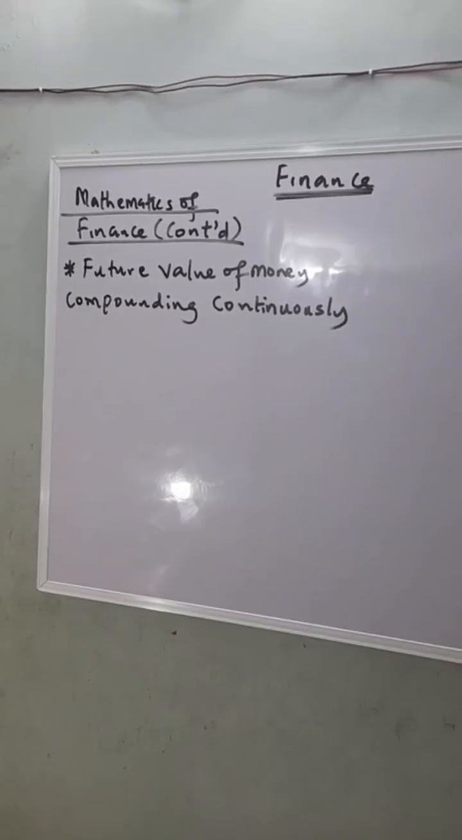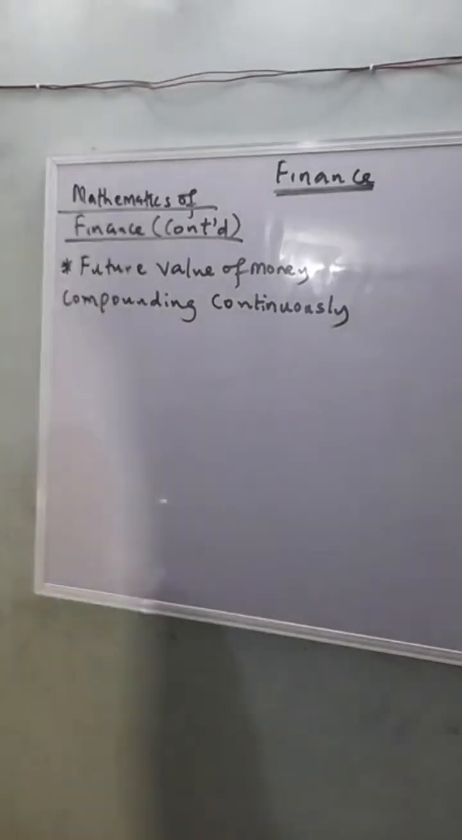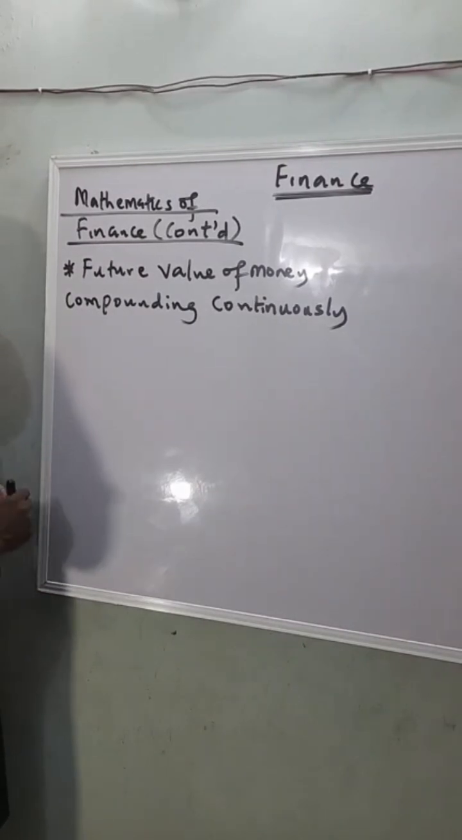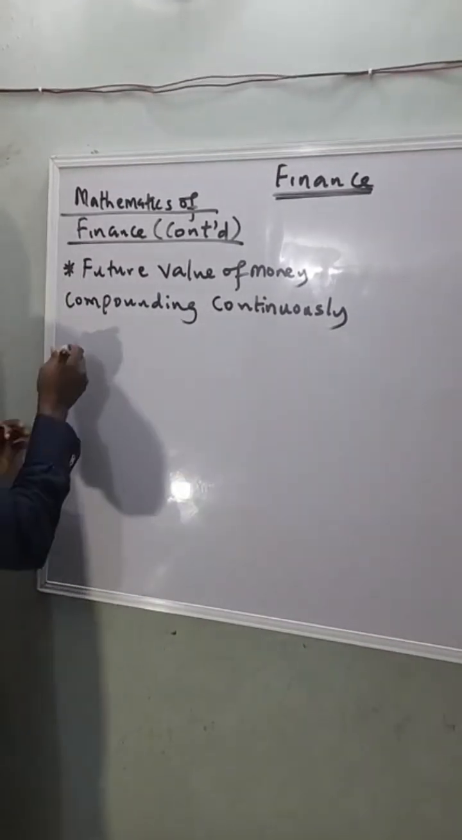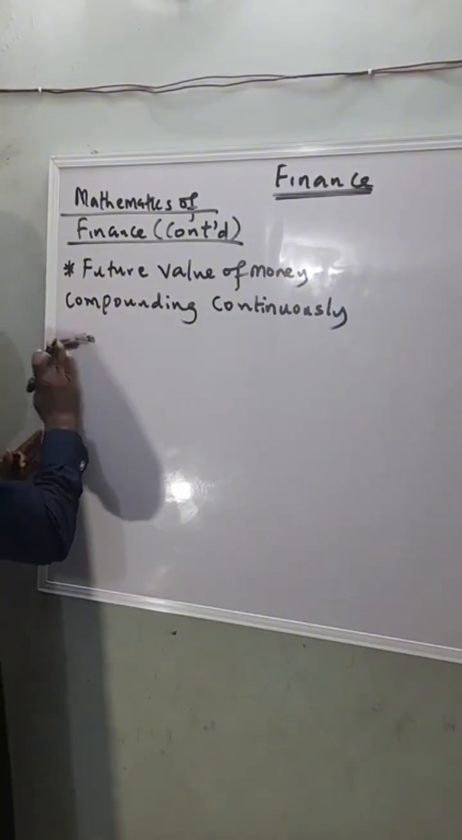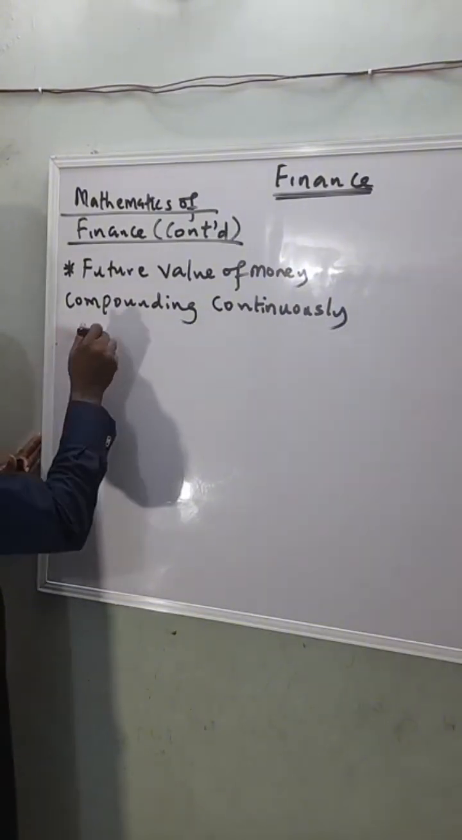We are moving on to finance. We want to look at future value of money, compounding continuously. An examination question can come like this. Continuously has a formula. This is what the formula will look like.